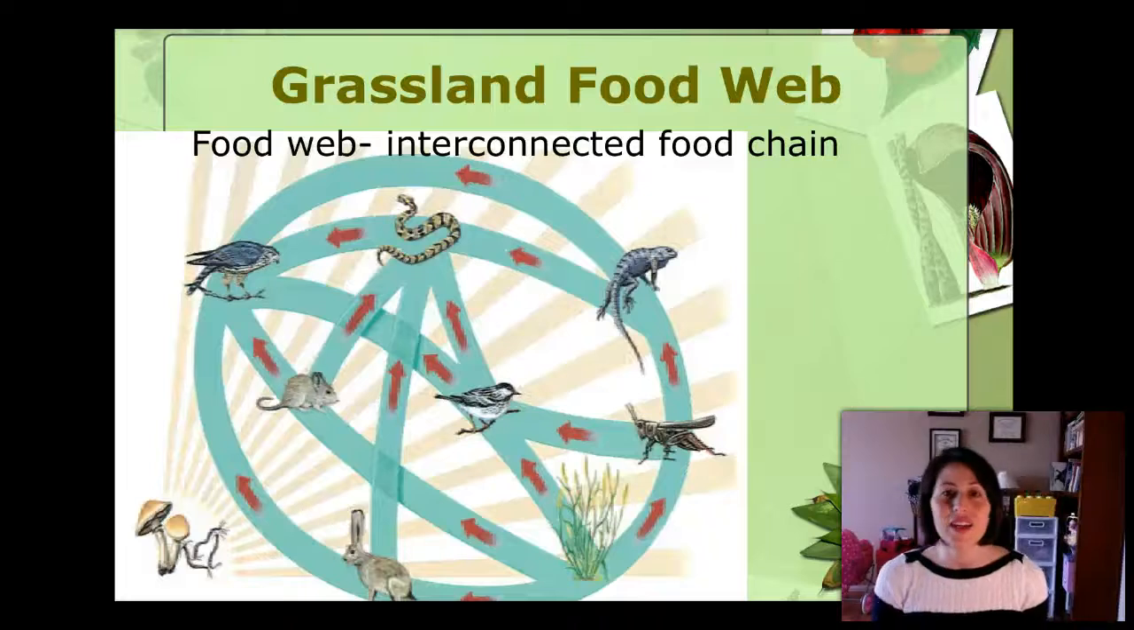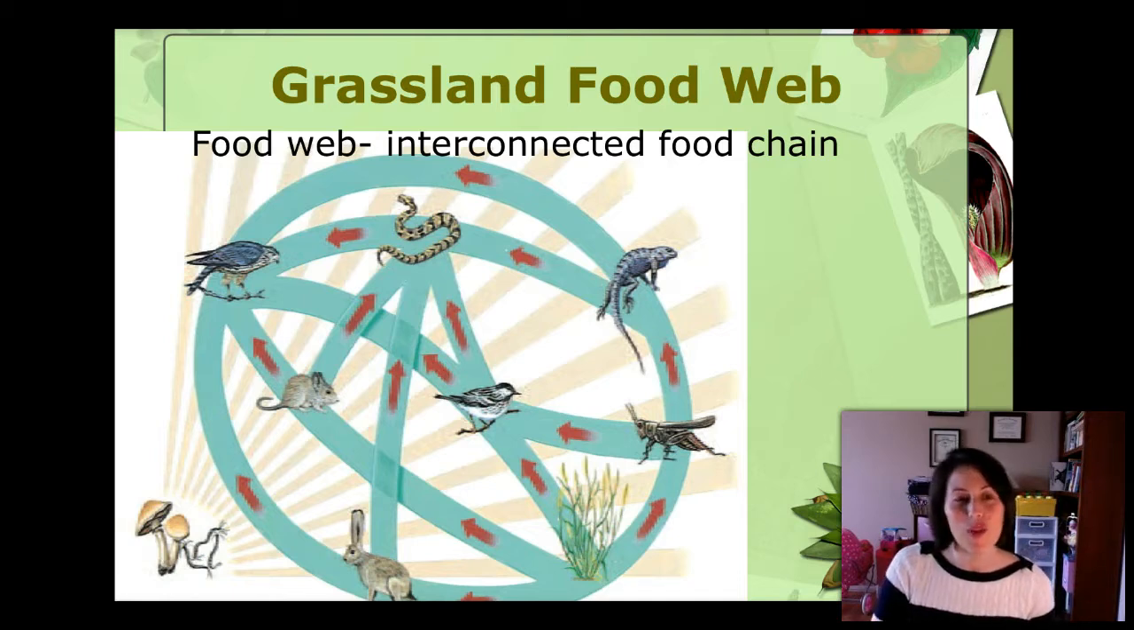Hi, welcome back. Today we're going to be focusing specifically on how energy is transferred when we're looking at a food web or a food chain. So just as reference, last time we did talk about what food webs were. They're just interconnected food chains, and that there are different levels, or different trophic levels, of the organisms that are found within that food web or food chain.